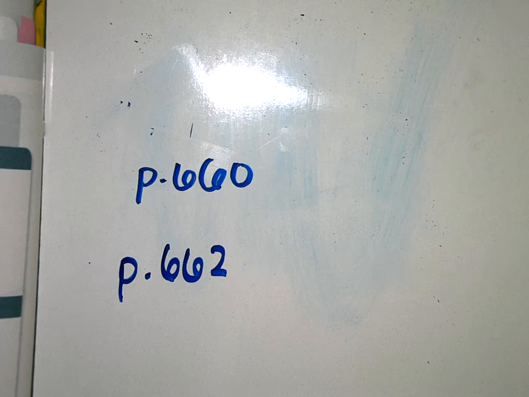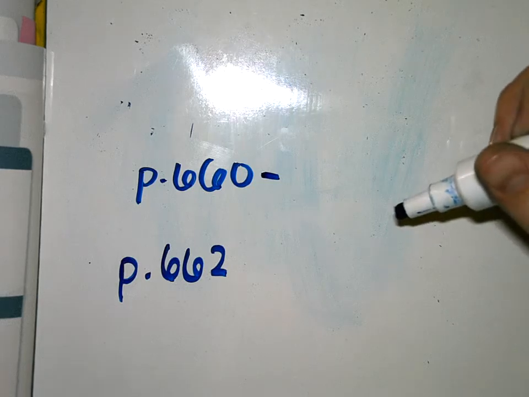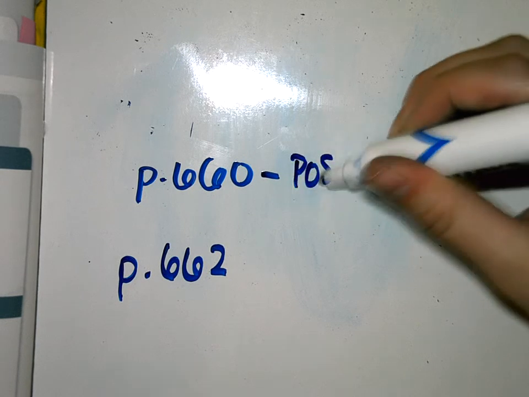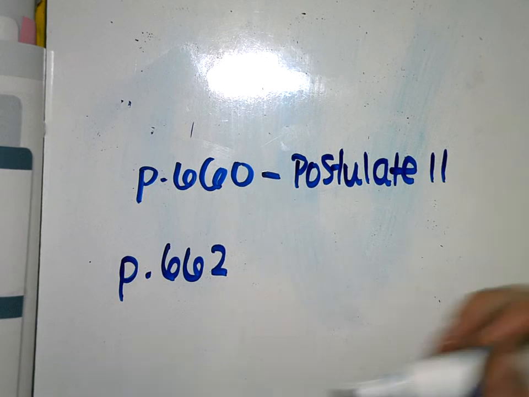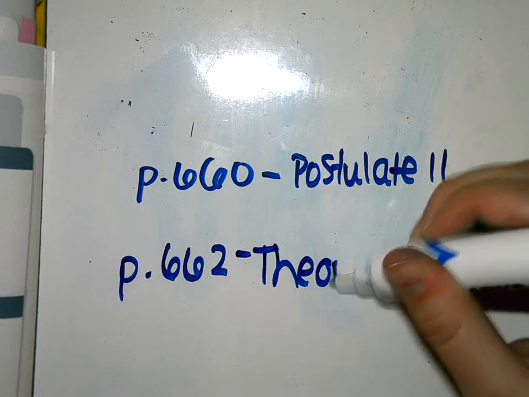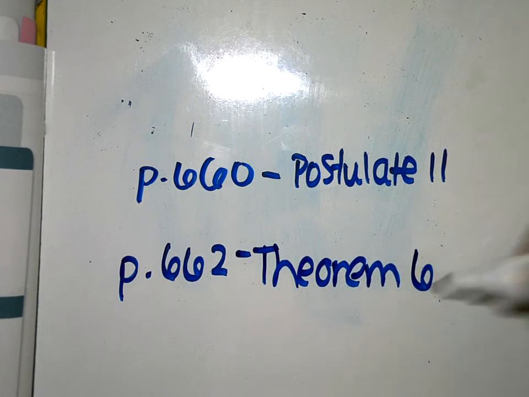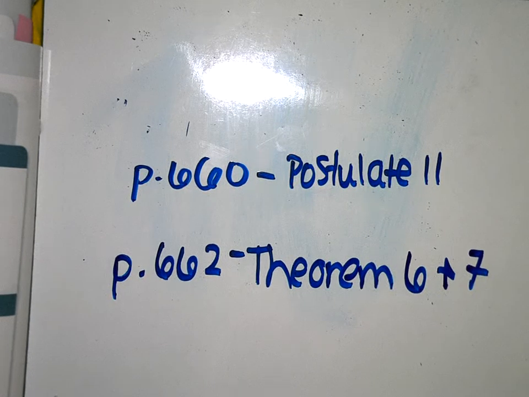All right, again, just a couple more examples. What you need to realize is on page 660, you're going to see something about postulate 11. And then on page 662, it refers to theorems 6 and 7. Now again, these are very important. At this point, we've talked about each one of these types, and there's even a proof at the bottom of page 662 that's proving theorem 6.